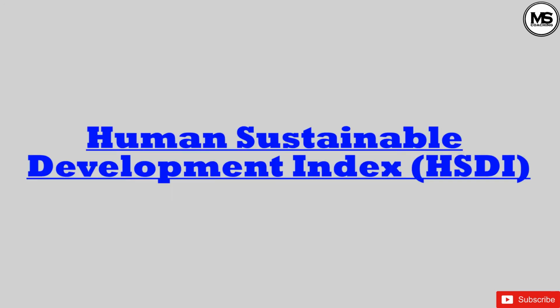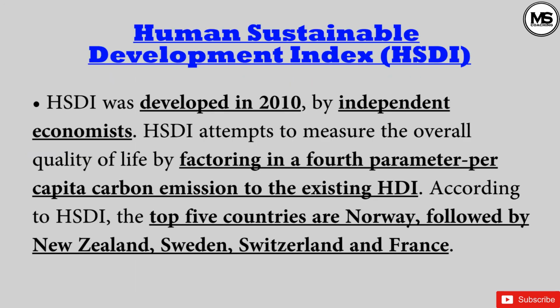Human Sustainable Development Index, HSDI. HSDI was developed in 2010 by independent economists. HSDI attempts to measure the overall quality of life by factoring in a fourth parameter, per capita carbon emission, to the existing HDI. According to HSDI, the top 5 countries are Norway, followed by New Zealand, Sweden, Switzerland and France.